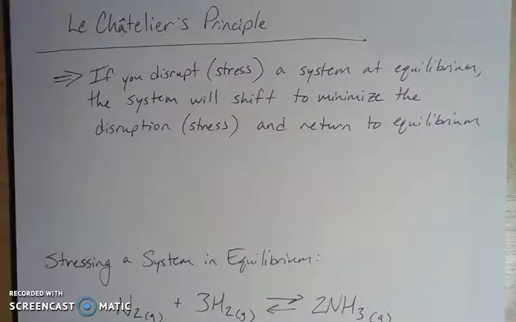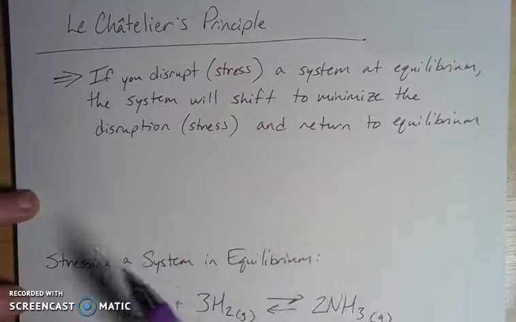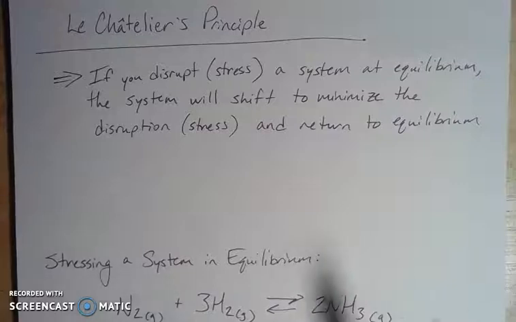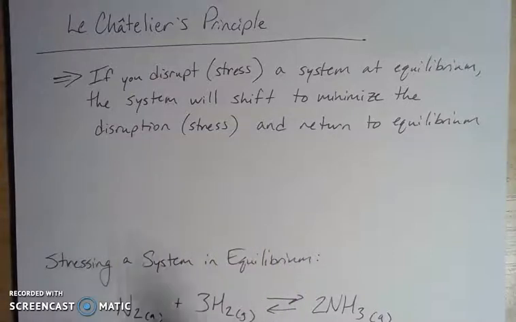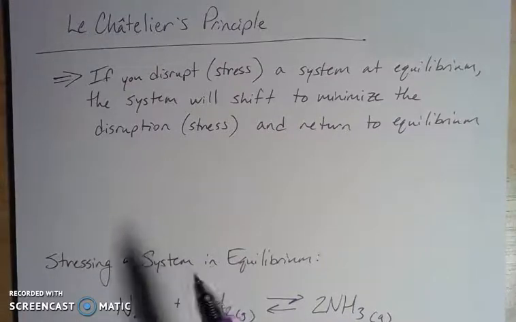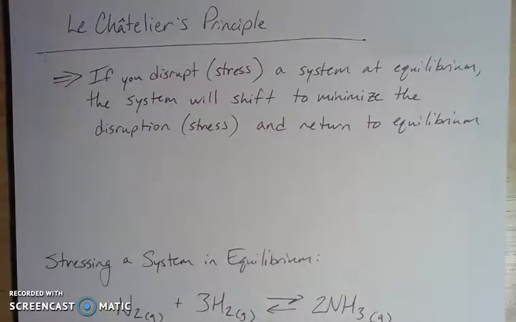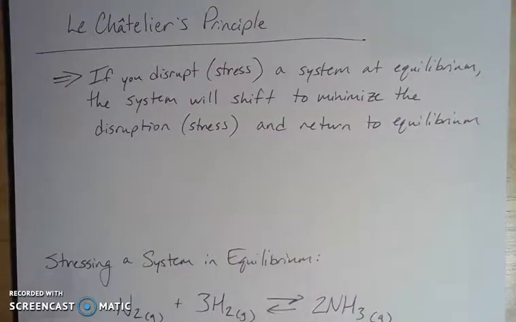So if you have a system at equilibrium, which if you recall is when the rate of a forward reaction is equal to the rate of a reverse reaction, and you mess with it somehow, so you disrupt it or you stress it in some way, and we'll talk about some of those features of what can do that, then that system is going to shift in such a way to where it minimizes that disruption or that stress, and it will return to a state of equilibrium. So that equilibrium may be different, it may be changed, but it's still going to be an equilibrium state where the rate of the forward reaction is equal to the rate of the reverse reaction.